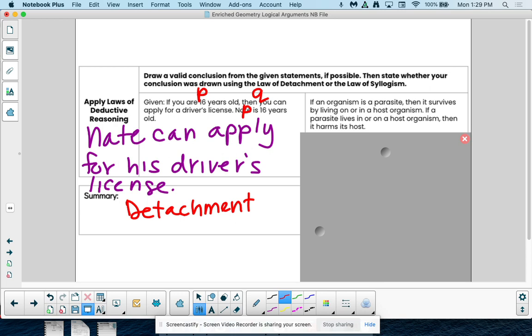Again, maybe label P and Q. And maybe there's an R. Is one of them no valid? This one is valid. This one uses law of syllogism. So figure out your P, Q, and R. But it has to be valid. This one, it doesn't have to, but this one is valid.